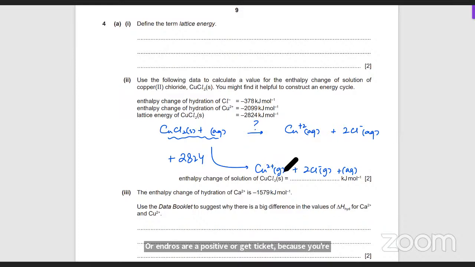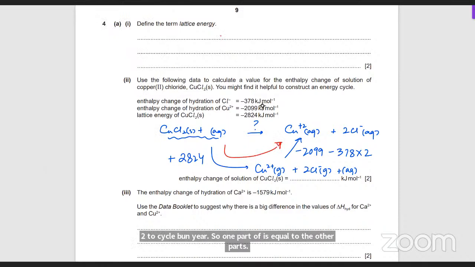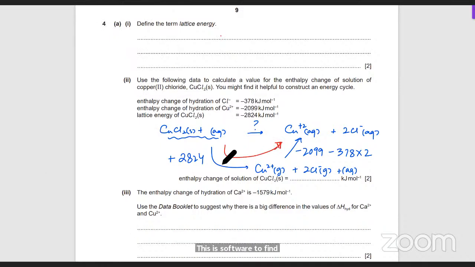And then the gaseous ions turn into aqueous ions. That's enthalpy change of hydration. The enthalpy change of hydration of Cu2+ is minus 2099. And for the Cl minus ions, that's minus 378 times 2. So the cycle is complete, and one path is equal to the other path. So you just have to find what you're going to get. What value is coming? It's plus 2824 minus 2099 minus 378 times 2.